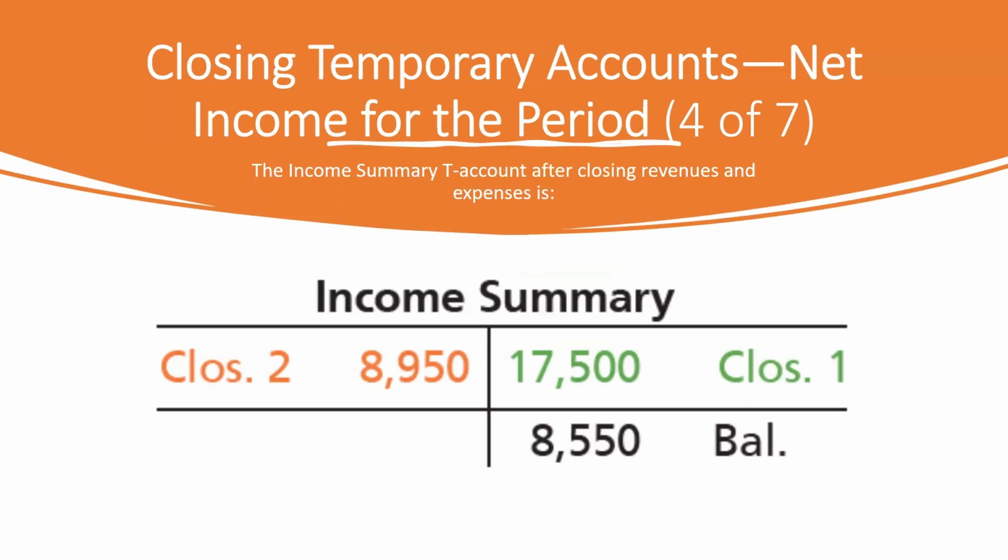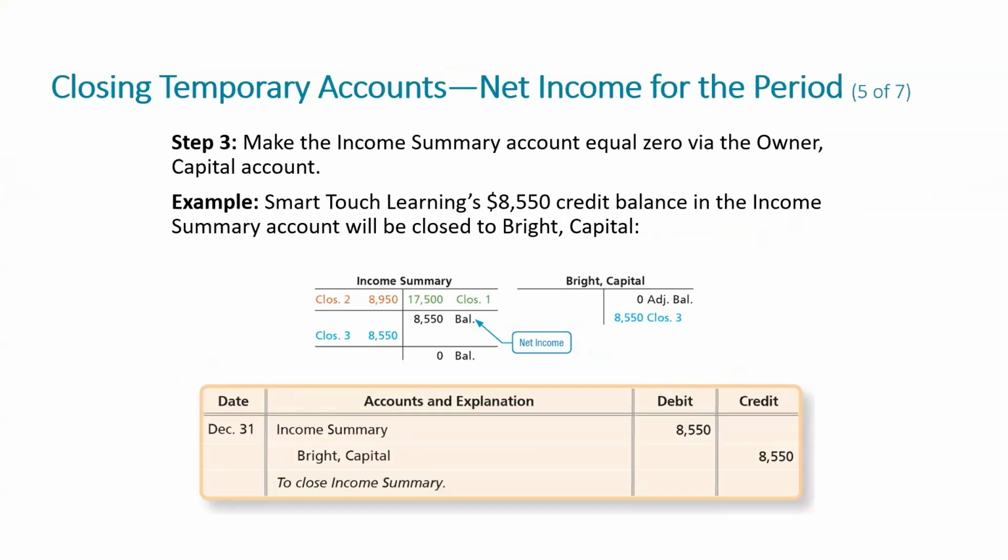The income summary T account after closing revenues and expenses has a credit balance of $8,550. By debiting income summary for $8,550 and crediting Bright Capital for that same amount, we have effectively updated the Bright Capital account for the amount of net income earned by Smart Touch Learning during the year.